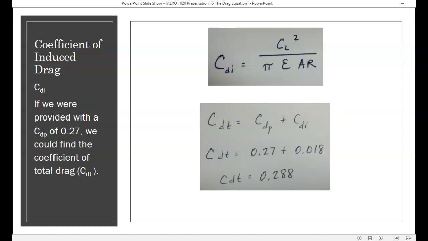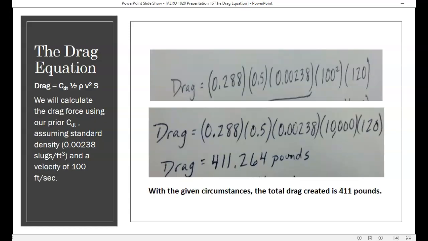So now, given the coefficient of parasite drag at 0.27, we can calculate total drag, which equals 0.27 plus 0.018, or 0.288. So the coefficient of total drag in this case is 0.288. Now we can use the coefficient of total drag to calculate drag using the drag equation. And the drag equation is shown on the left of this slide.